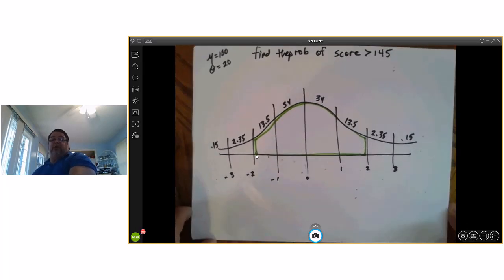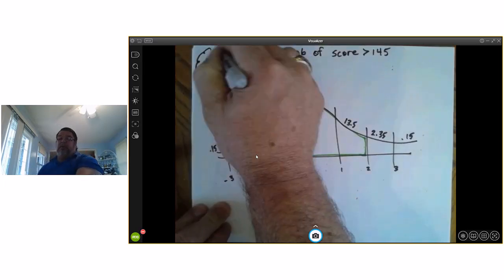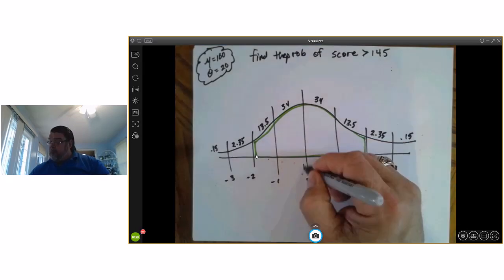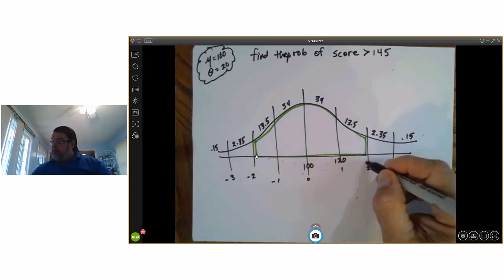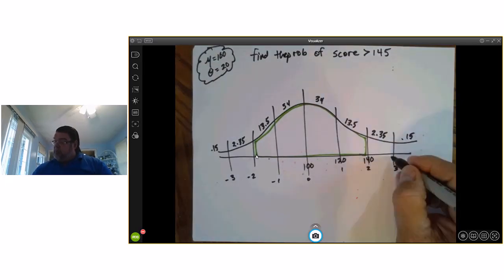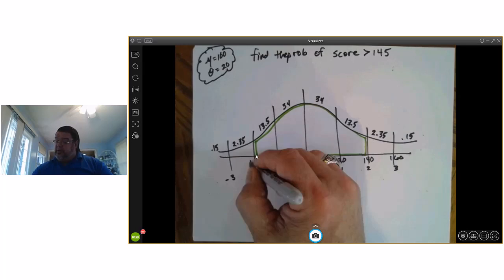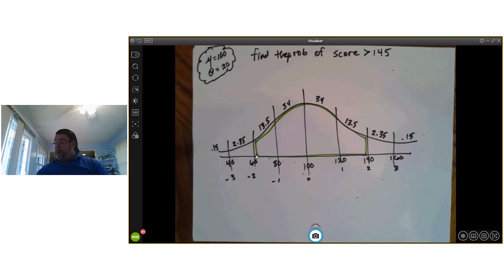Well, first of all, what do they give you? They give you a mean and standard deviation, so that means you got to put it on the curve. So I'm going to put 100 right here. That would be 120, 140, 160, and 80, 60, and 40. Make sure I didn't mess that up. 40, 60, 80, 100, 120, 140, 160. Okay, good.